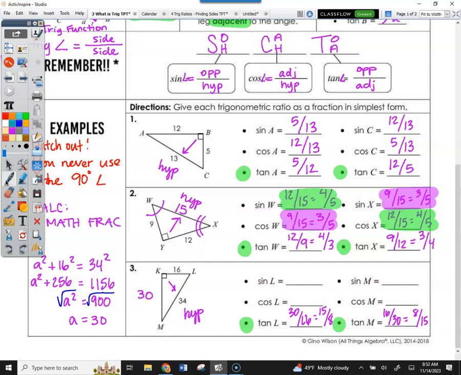What'd you get for sine L? 30 over 34. And what does that reduce to? 15 over 17. Okay, now, I already know Anthony's got this. Someone else answer me. What trig function that I have left to find will be the same as sine L?